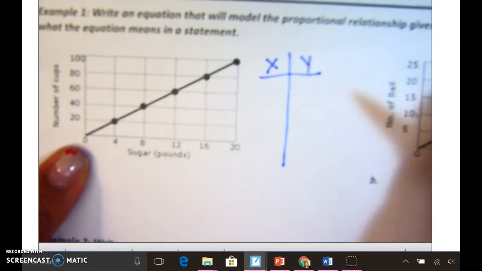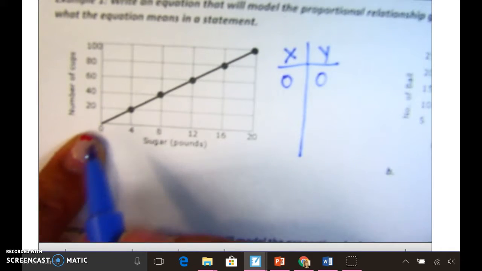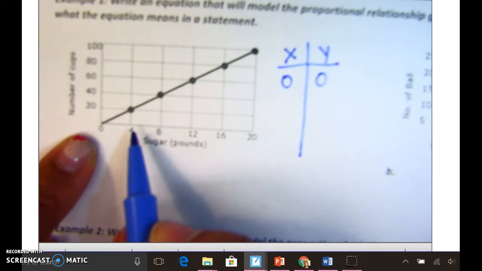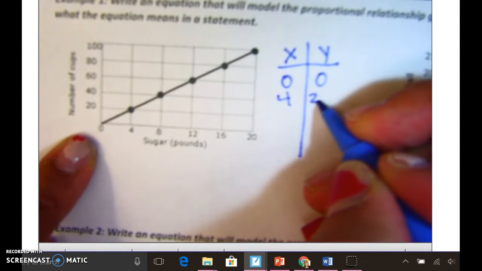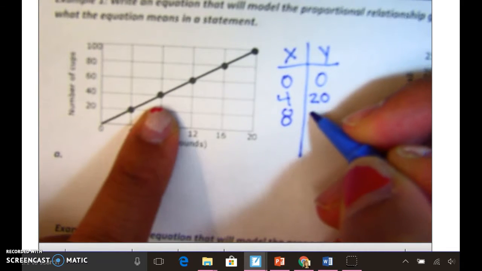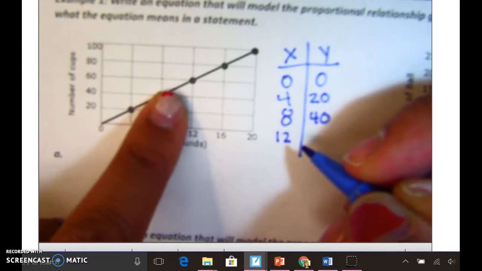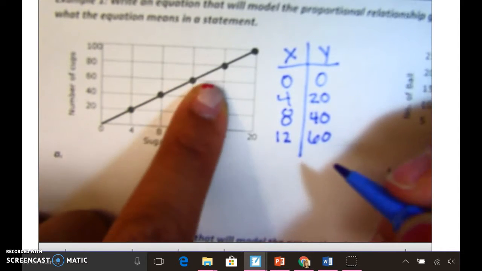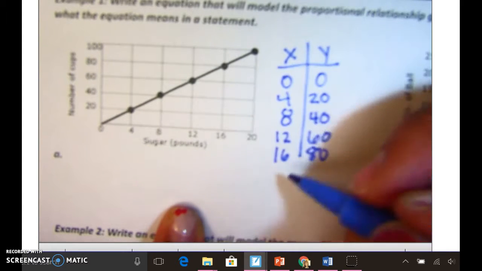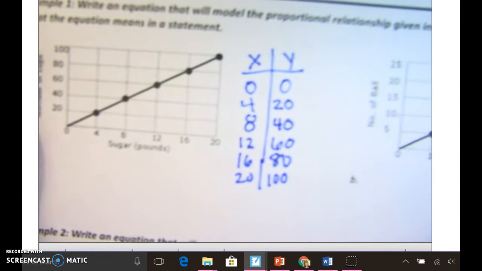So when x is 0, y is 0. This point is the origin, 0, 0. When x is 4, y is 20. When x is 8, y is 40. And you can finish filling this in. 12, 60, 16, 80, and you can go 20 to 100. So if you haven't, make that table now.